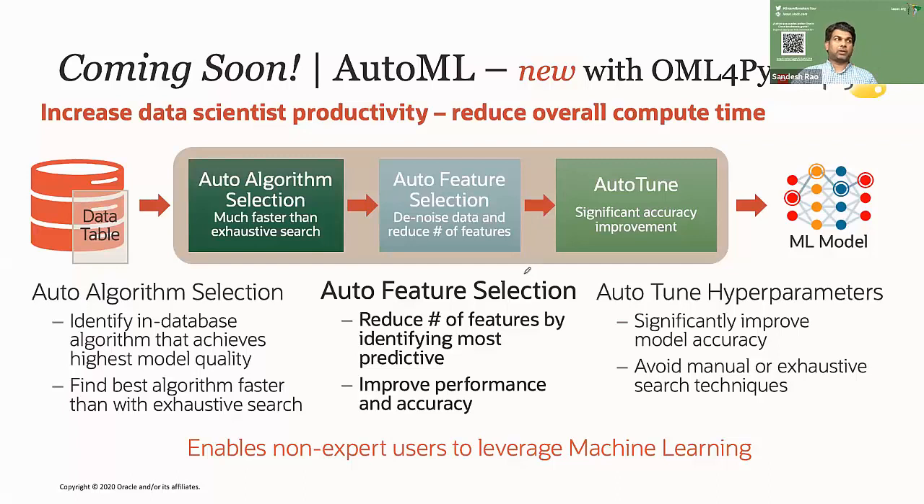There are three aspects of it: algorithm selection, feature selection, and hyperparameter tuning. And of course, there's a test and training set, but that's not covered as part of this. Today this is a manual procedure. Which algorithm should I pick? How do I reduce my features? I can use attribute importance to reduce my features, but it's a step. I still have to do it. How do I tune my hyperparameters? Which values are good?